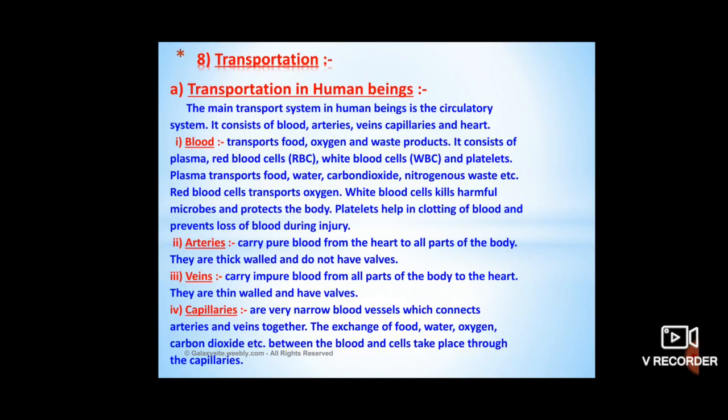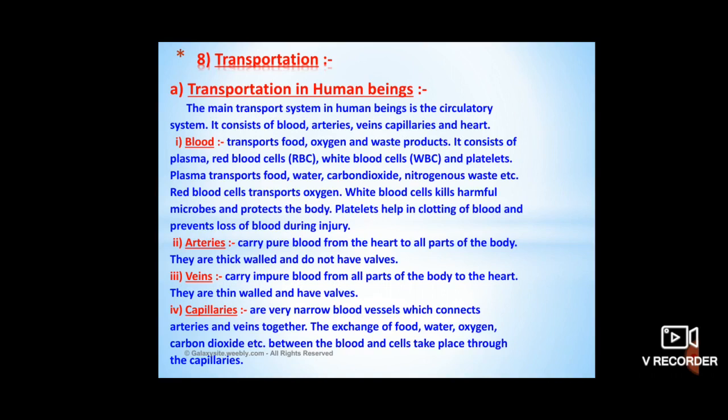Why? Because the heart pumps the oxygenated blood to each and every part of our body with the help of arteries only. When the heart pumps the blood, it comes out at high pressure, because the heart has to pump the oxygenated blood to all parts of the body, from the upper part as well as the lower part. That's why arteries are made of thick-walled cells and do not have valves. Why arteries do not have valves, we will discuss later.